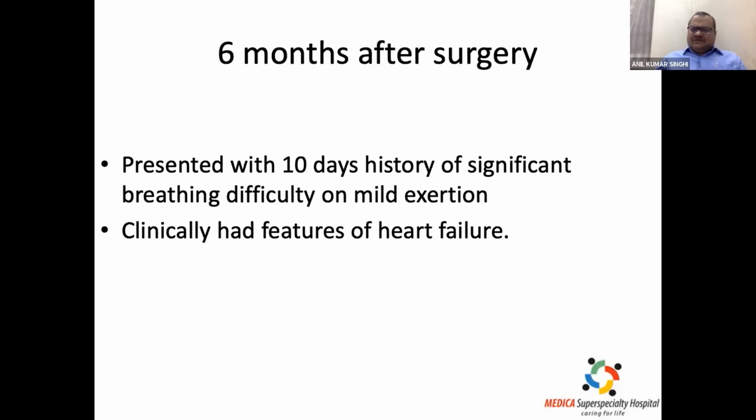Six months after the surgery, the patient presented with a 10-day history of significant breathing difficulty with mild exhaustion. Clinically, she had features of heart failure. It was very surprising, and she had no history of fever at that time.